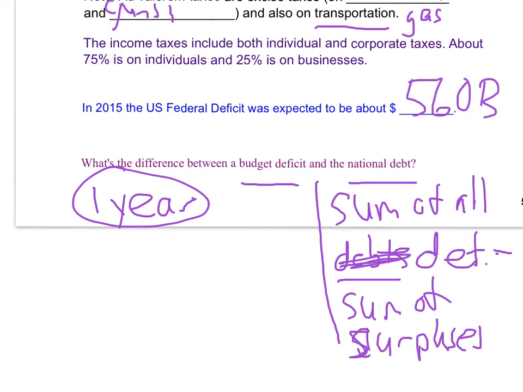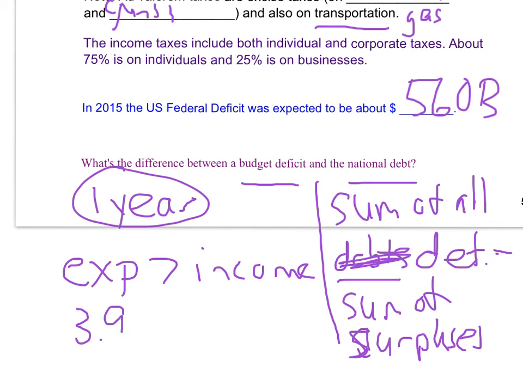So a deficit is a 1-year situation where your expenditures, which is the amount of money you pay out, is greater than your income or your revenue. As we mentioned above, our expenditures were, I believe, 3.9 trillion. Our revenue, the amount of money the federal government took in, was $3.34 trillion. So in that case, we had a budget deficit. If it was reversed, we'd have a budget surplus.